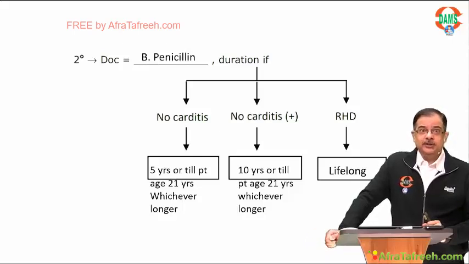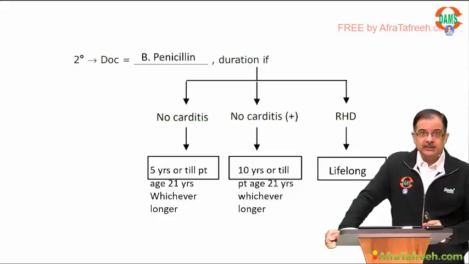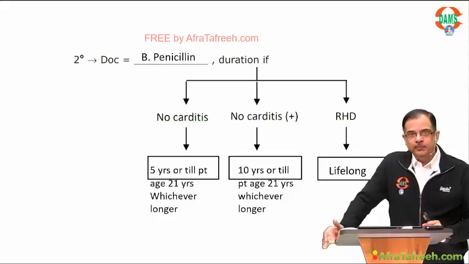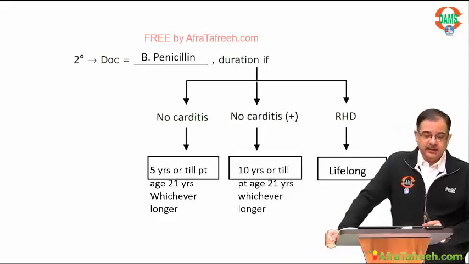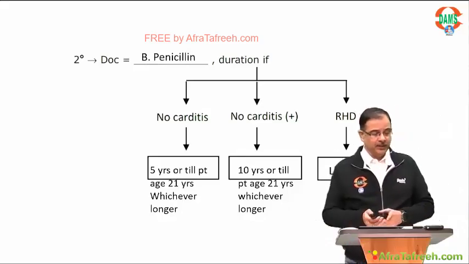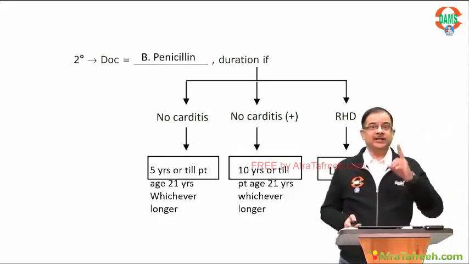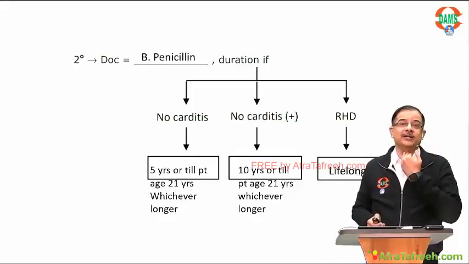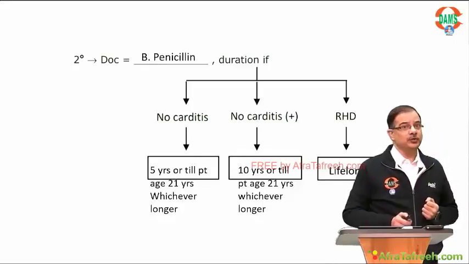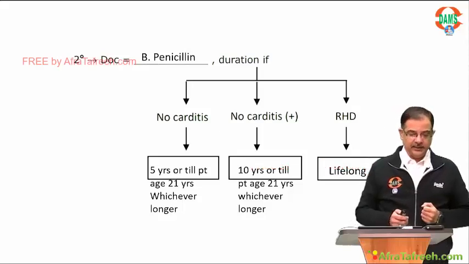Many questions come from this slide. Secondary prophylaxis means rheumatic fever has occurred. Now you have to prevent recurrent episodes of rheumatic fever. Primary prophylaxis duration is a single dose. For primary prophylaxis, you just have to treat the pharyngitis. That will be treated with a single dose of benzathine penicillin.